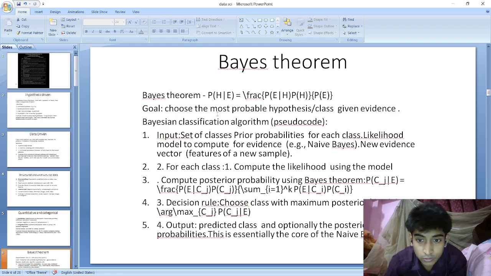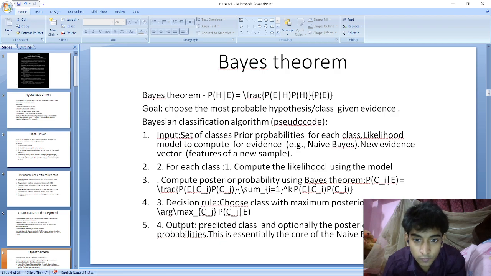Here, our goal is to choose the most probable hypothesis, or we find the probability of different outputs of the target vector, and whichever has the highest probability, we take the decision based on that, right? So let's see the algorithm.